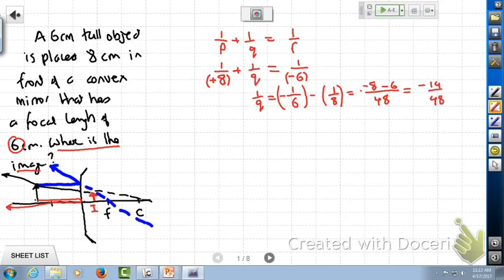But remember, I want Q. So Q is going to equal minus 48 over 14, which equals, dividing by 2, minus 24 over 7, which equals minus 3 and 3 sevenths, about minus 3.4 centimeters.